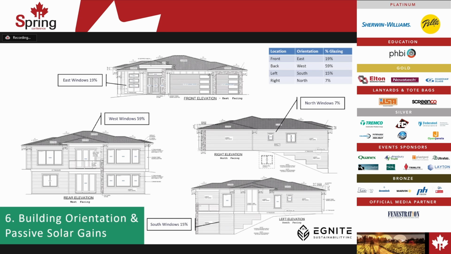This particular project has 59% of the windows facing west. And then on the front elevation, 19% of the windows are facing east, the right side, 7% of the windows facing north, and then 15% of the windows facing south.